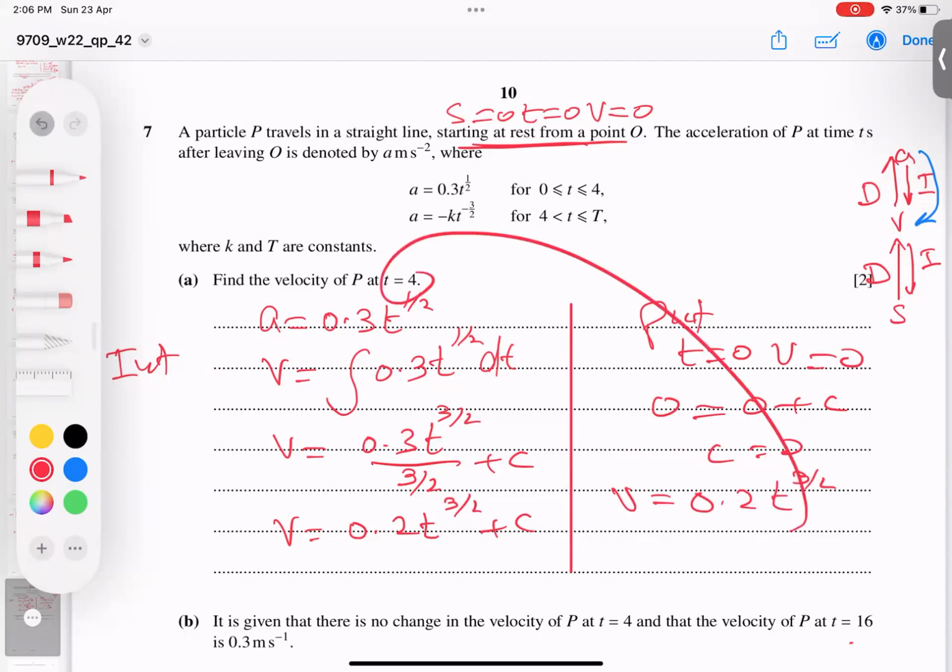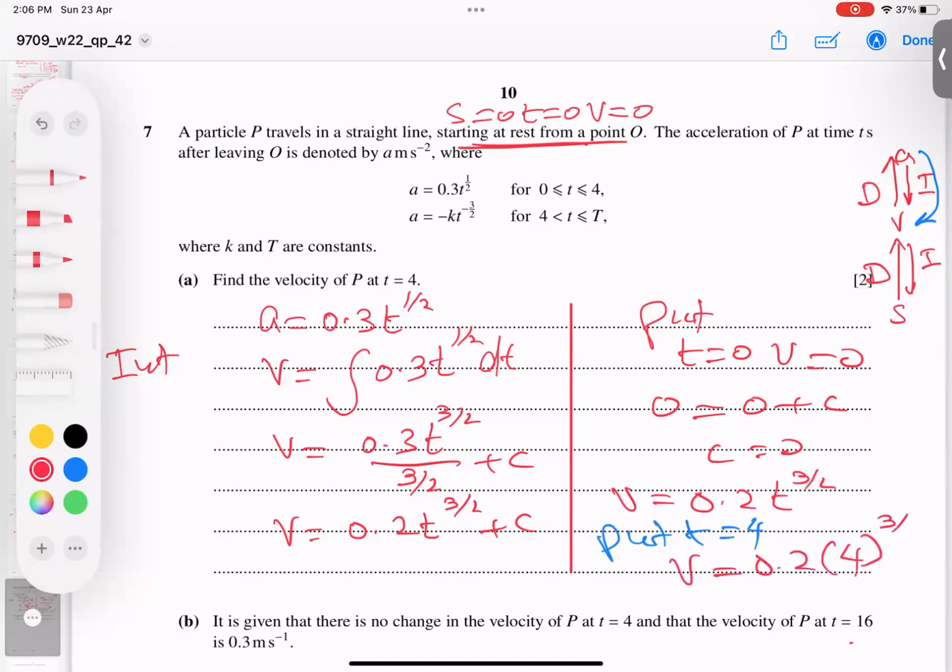Now I plug in 4. So put time equal to 4. When I plug in 4, velocity equals 0.2 times 4 to the power 3 by 2. If I type in the calculator, the answer is 1.6 meters per second. I hope the point is clear.